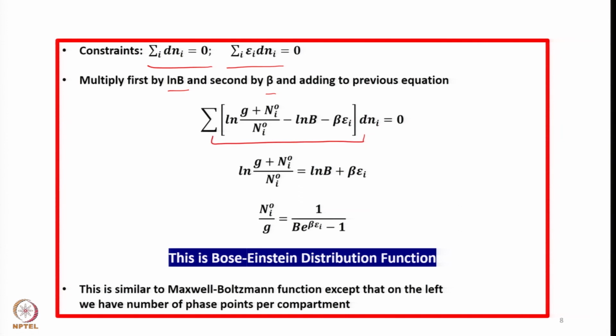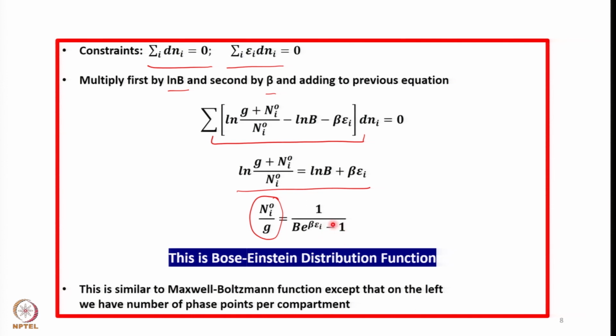Once you treat this as 0, you rearrange, you get log ((G plus Ni naught) by Ni naught) is equal to log B plus beta Ei, and Ni naught upon G is 1 over (B into exponential of beta Ei minus 1). This is the Bose-Einstein distribution function. Remember, in the Bose-Einstein distribution function, you have Ni naught by G, where G is the number of compartments, equal to 1 over (B exponential beta Ei minus 1). Sometimes this 1 can also be conditionally neglected.